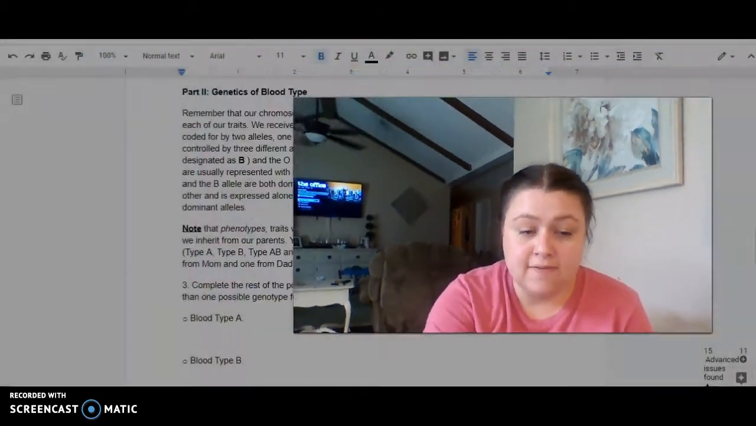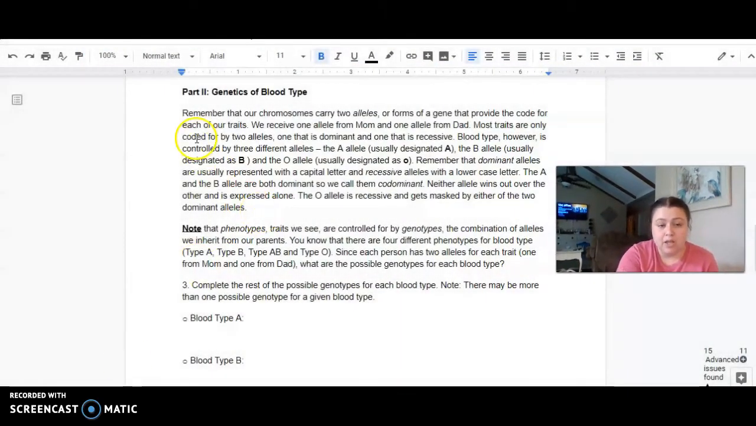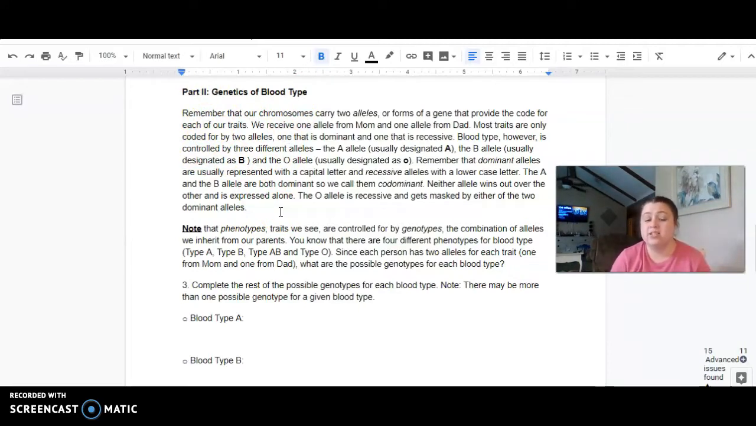Real quick, I'm going to minimize myself and we're going to look at that document, part 2, genetics of blood type. I'm about to go over this paragraph. Sometimes when you read a paragraph with a lot of information in it all at once, it can go in one ear and out the other. Something happens where we don't really compute it. So I'm going to go over that paragraph with you so you have both this video to help you and that paragraph there to reference if you need more help.